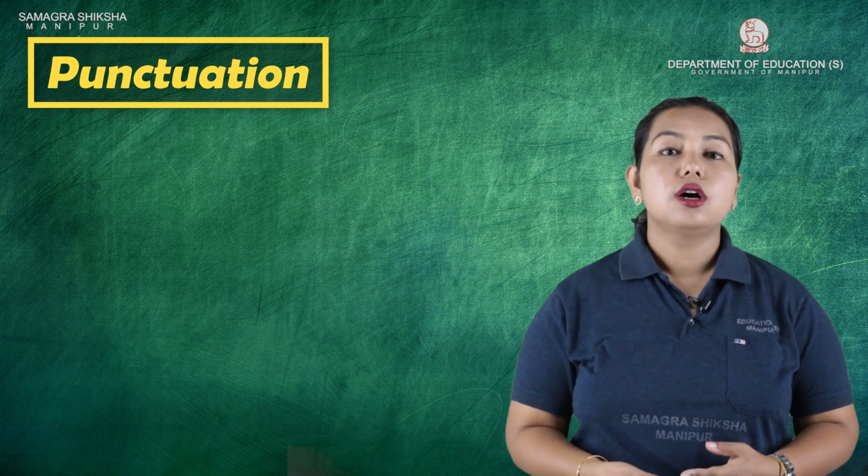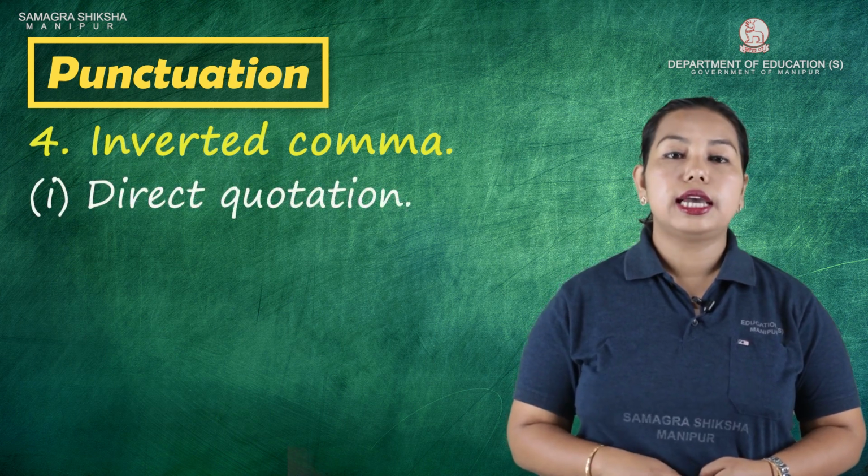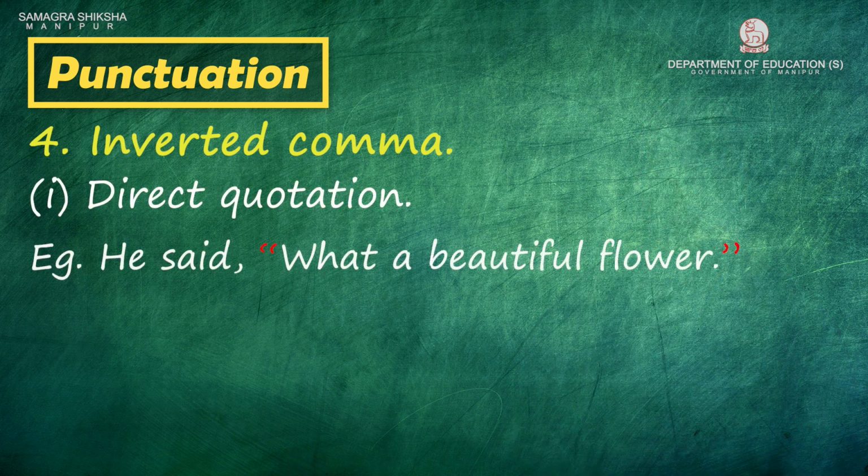Now let's discuss inverted commas. So inverted commas are used to indicate direct quotation. For example, let us look at this sentence. He said, "What a beautiful flower." So in order to indicate that this is a direct statement, we have to use the inverted comma.